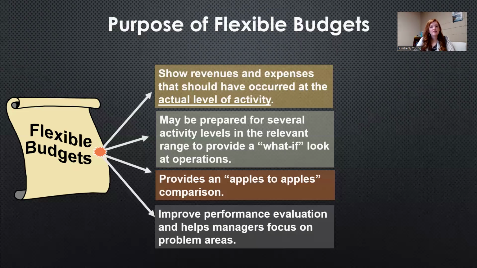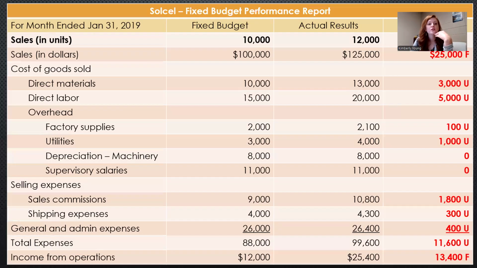So let's first look at this fixed budget. So they said they were going to sell, in this one, these different numbers. So they sold 12,000 units. That's their actuals, but they had made a budget as if they were only going to sell 10,000. So in sales dollars, they expected to bring in 100,000, and they actually brought in 125,000. So that gives them a favorable, that's where that F comes in, a favorable sales amount of 25,000. But of course, they made more money than they would have if they sold 10,000, because they sold 12,000.